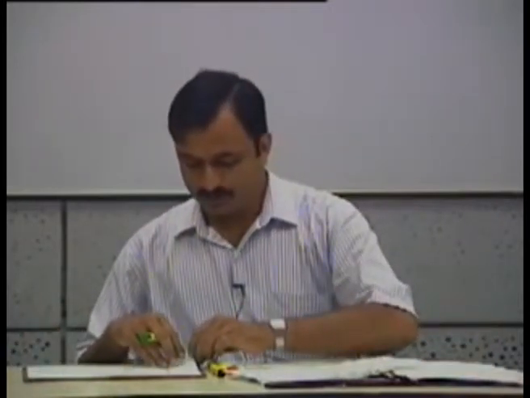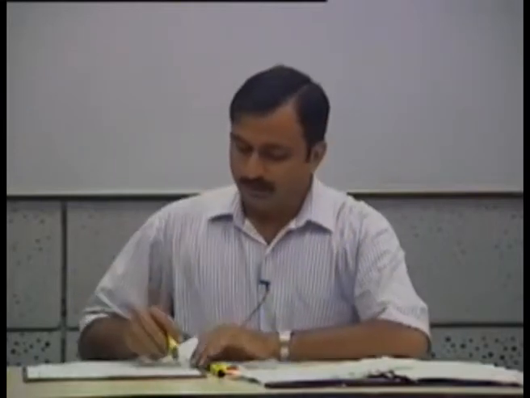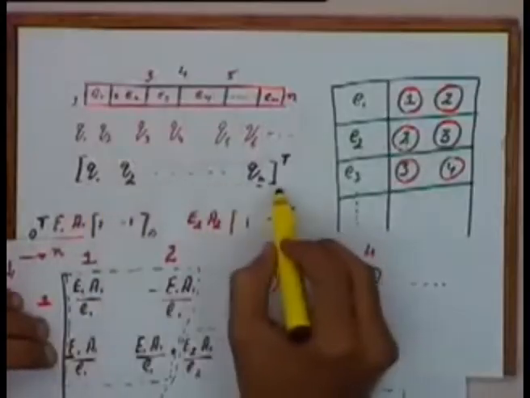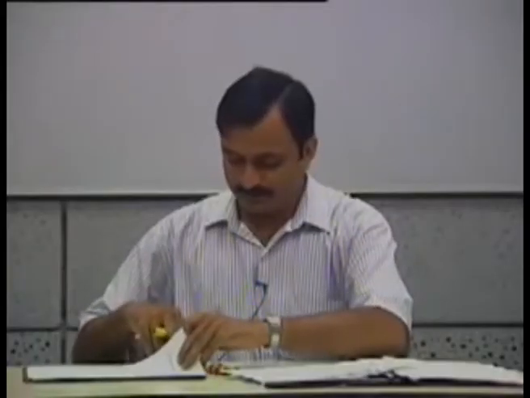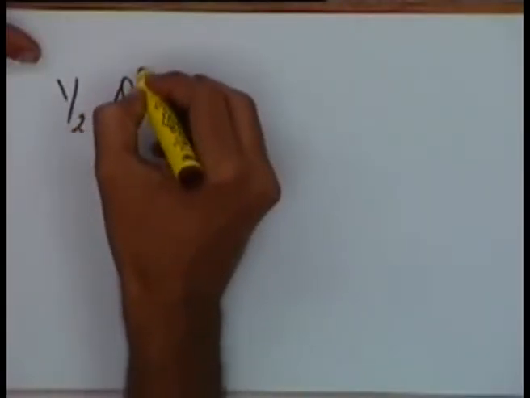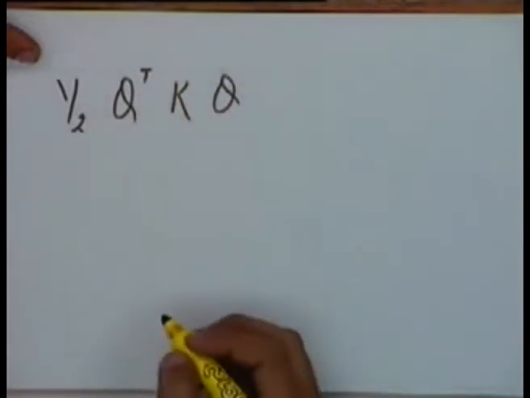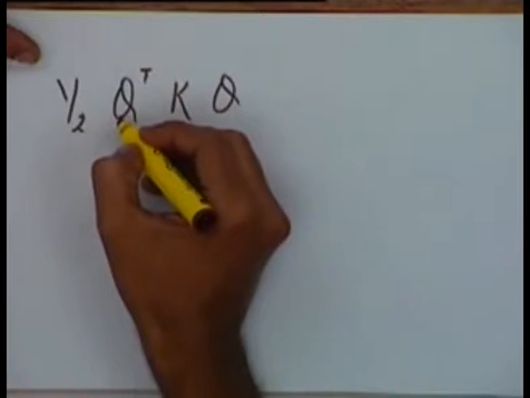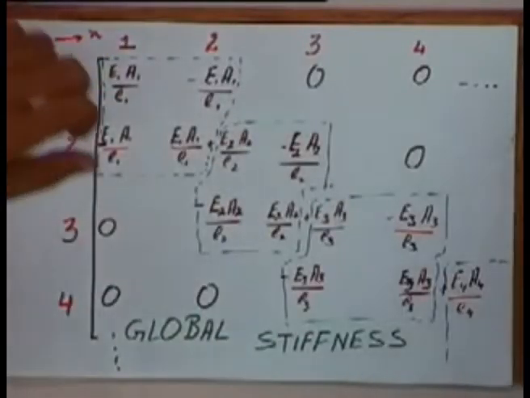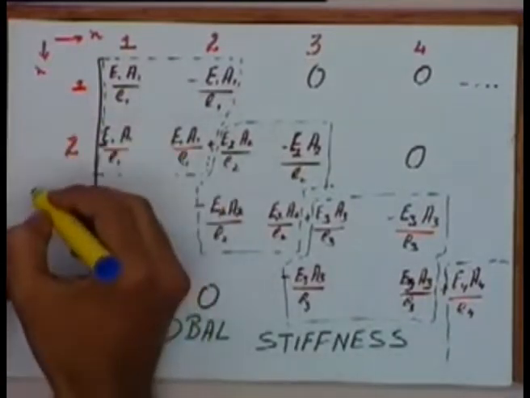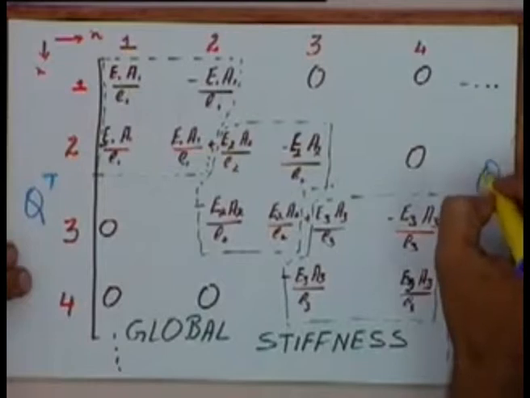Now if I look at the global displacement matrix, which is this one, and the global stiffness matrix, which is this one, and if I write down the expression half of Q transpose K Q, where Q transpose is the global displacement matrix and K is the global stiffness matrix, basically what I am doing is taking this matrix, pre-multiplying it by Q transpose and post-multiplying it by Q.